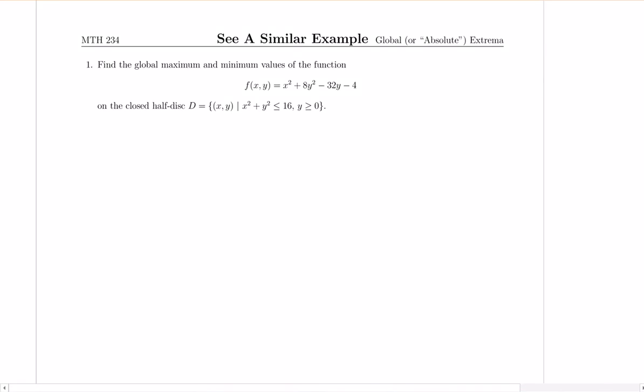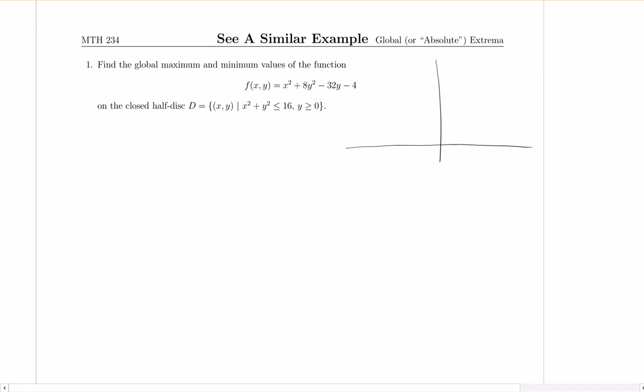In this video, we will find the global maximum and global minimum of a function on a closed and bounded region of the plane. So here we're given a function of two variables and a region that we're calling D, which is the closed half disk of radius 4.